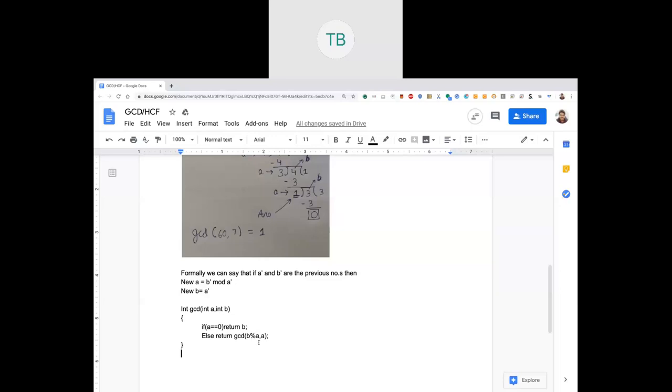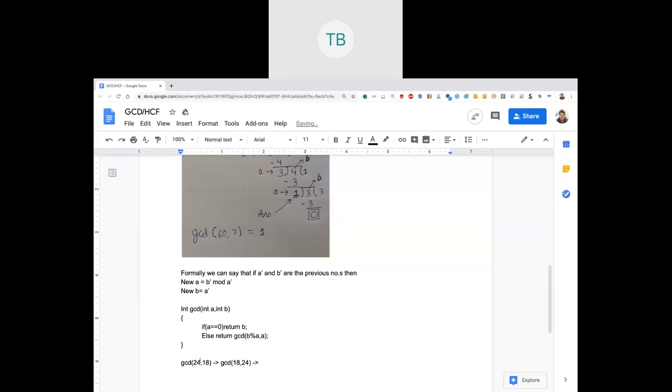So let's see the working of GCD of 24 comma 18. As a is not equal to 0, it will return GCD of b mod a comma a. So 18 when divided by 24 gives remainder 18, as 18 equals 24 into 0 plus 18. So the remainder is 18, and a, which was 24.